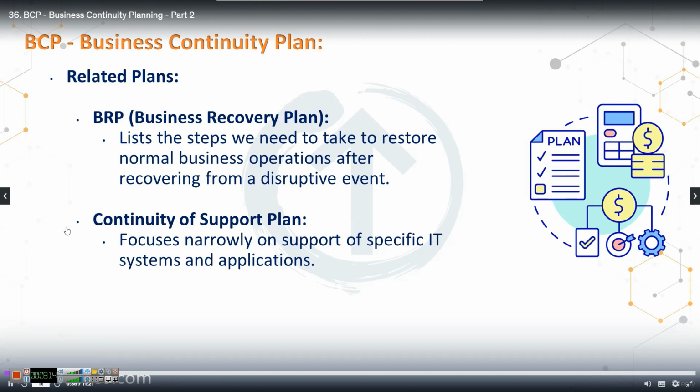And I promise there are only a few more plans that you need to know. So now we have a continuity of support plan that narrowly focuses on the support of specific IT applications and systems. You may also hear it referred to as the IT contingency plan because it only focuses on IT systems. How do we make sure that those critical IT applications and systems are available as much as we need them?